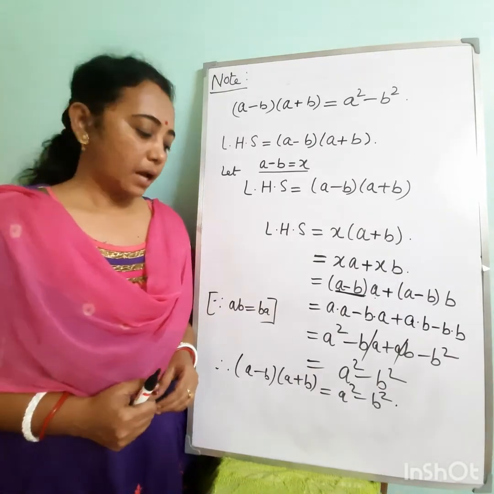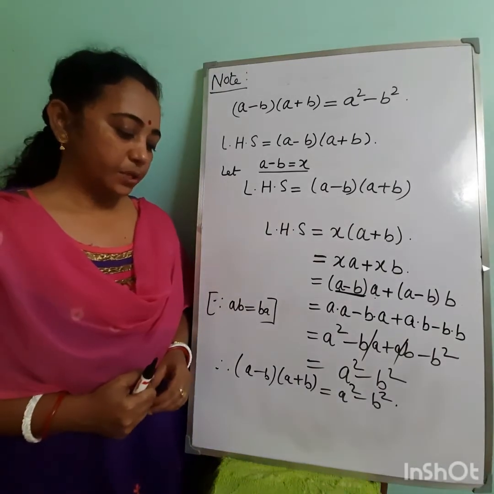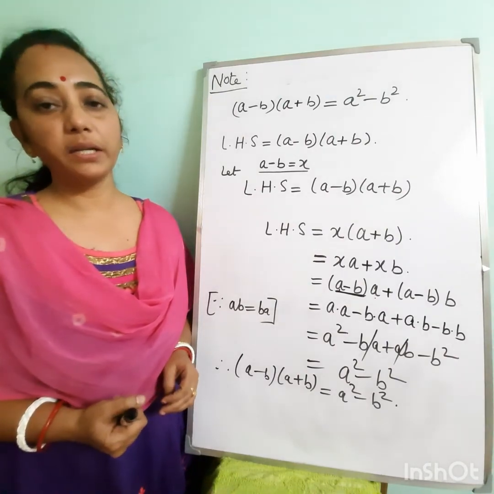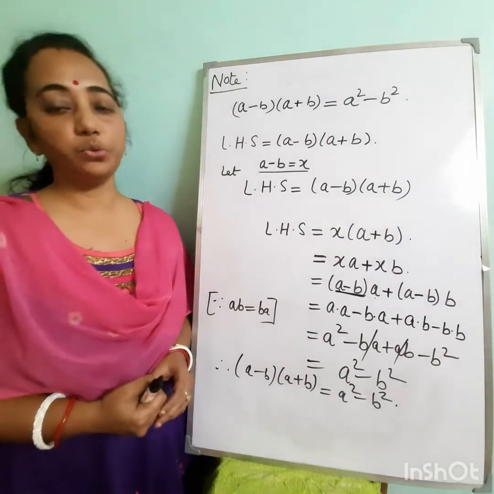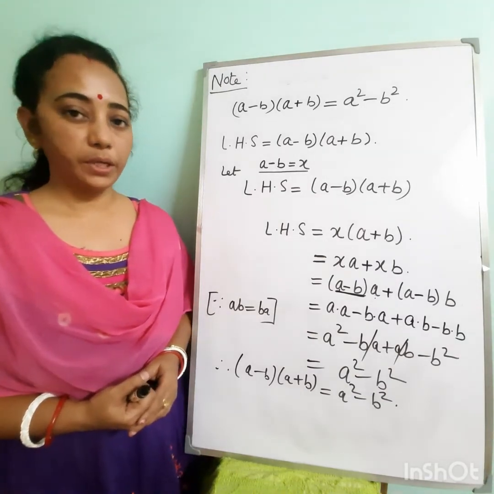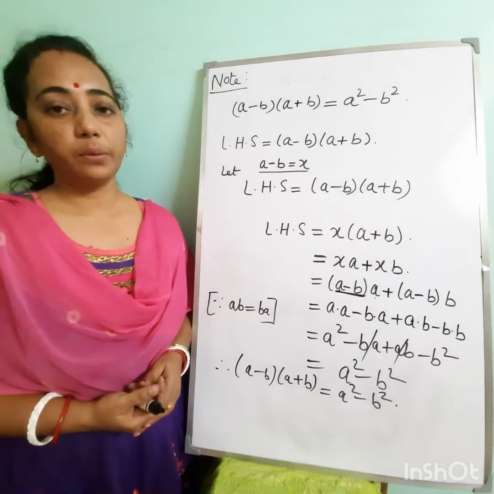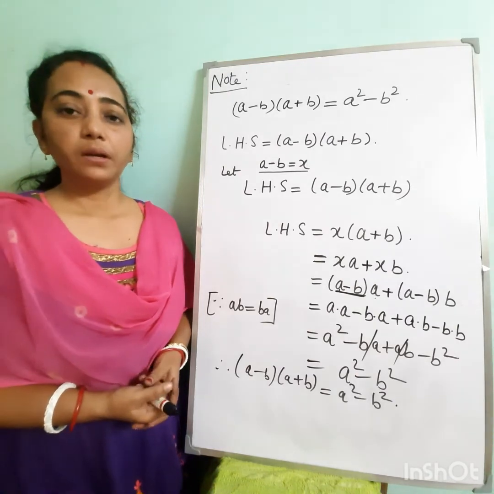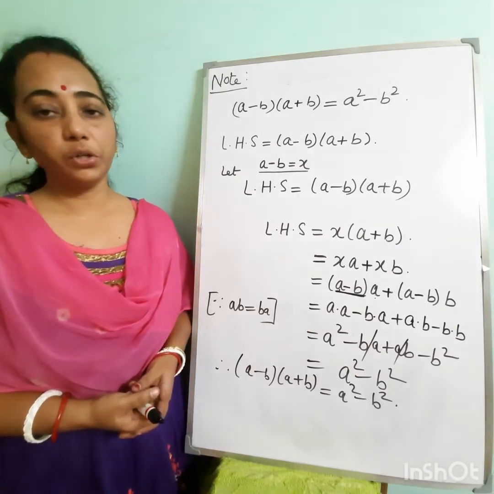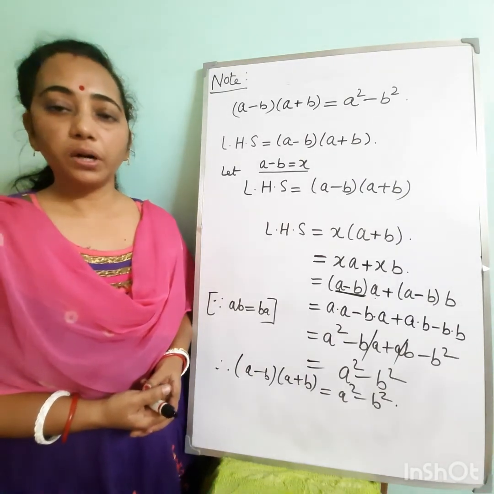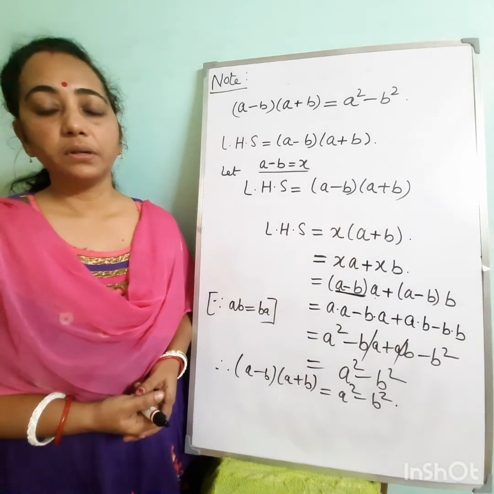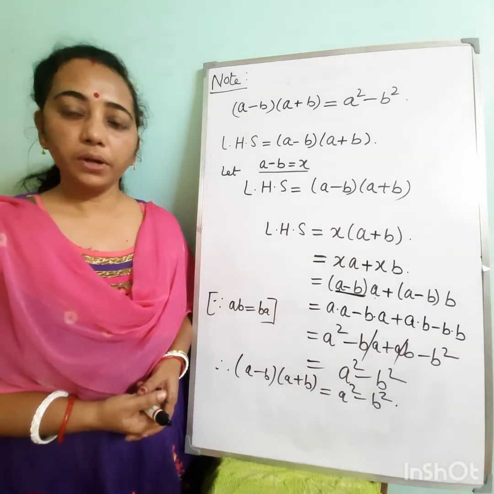So using this identity, that is a minus b into a plus b is equal to a square minus b square, or we can say a square minus b square is equal to a minus b into a plus b, we can solve many problems related to the Pythagoras theorem. So you will try the questions which are given in your book. I hope all of you understood the Pythagoras theorem and the converse of the Pythagoras theorem. So thank you all and have a nice day.